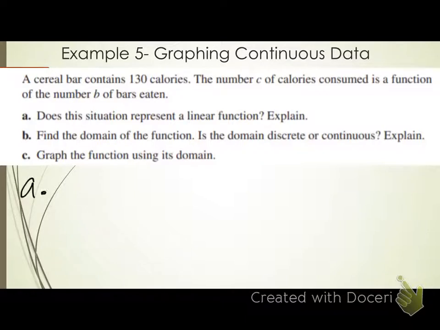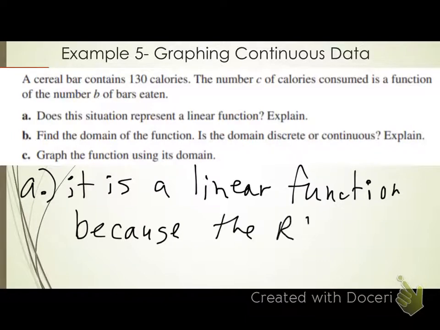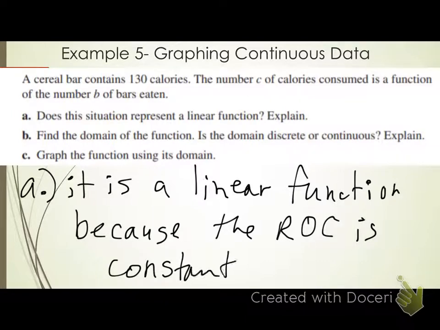So letter A. It is a linear function because the rate of change is constant. Hope you all see how we broke that down. Because like I said, as B increases by 1, as I eat 1 more bar, the number of calories I've consumed increases by 130. So that's just increasing at a constant rate.